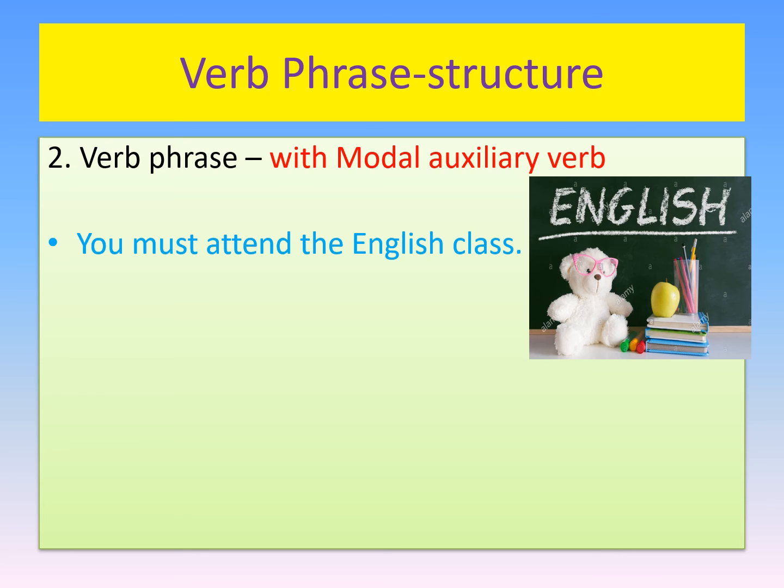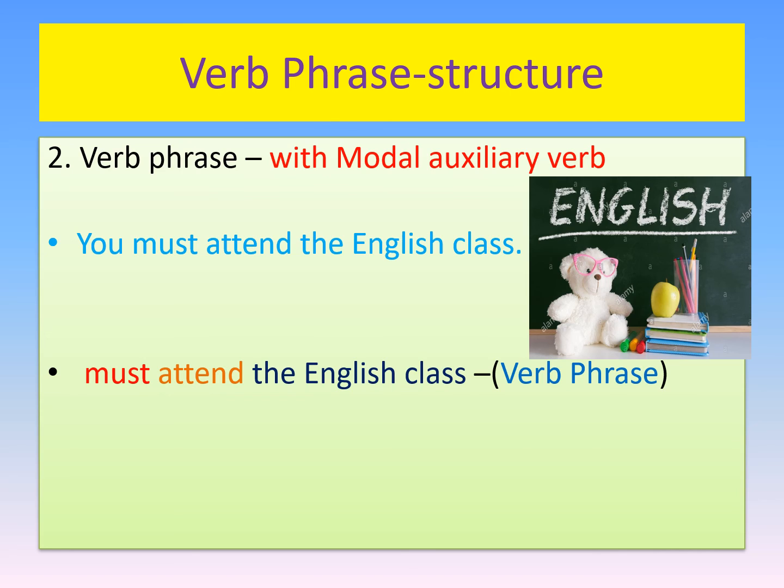You must attend the English class. In this sentence, must attend the English class is the verb phrase. The verb phrase is started with the modal auxiliary must and followed by the base form of the main verb attend. So attend is a main verb. So in this verb phrase, two verbs are there. One is a modal auxiliary, another one is the main verb. This is the second type of verb phrase structure.